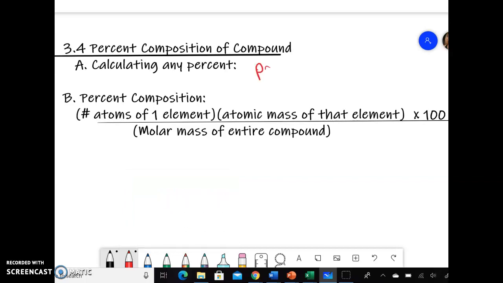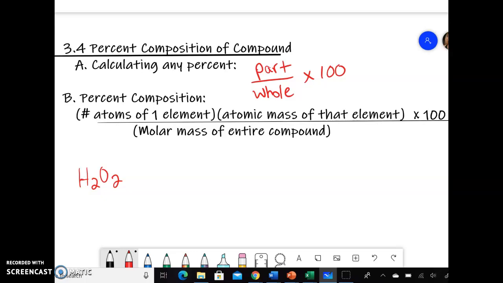the percent of, try to remember that it's going to be a part over a whole times 100. Part over a whole times 100. In chemistry, we usually talk about percent composition in terms of mass. So for example, if I said hydrogen peroxide, a lot of people would look at that and say, oh, it's 50% oxygen, it's 50% hydrogen.